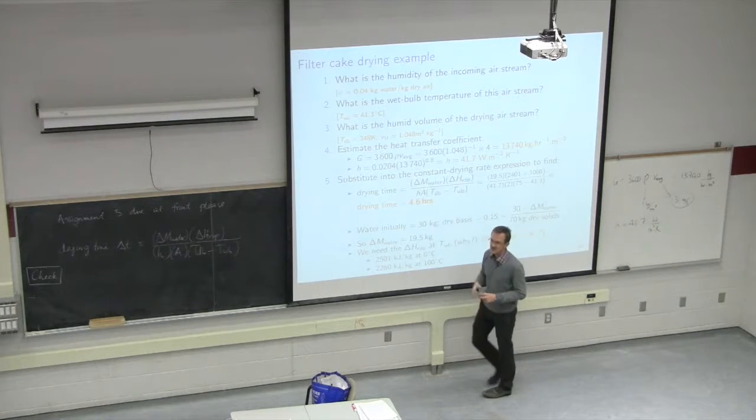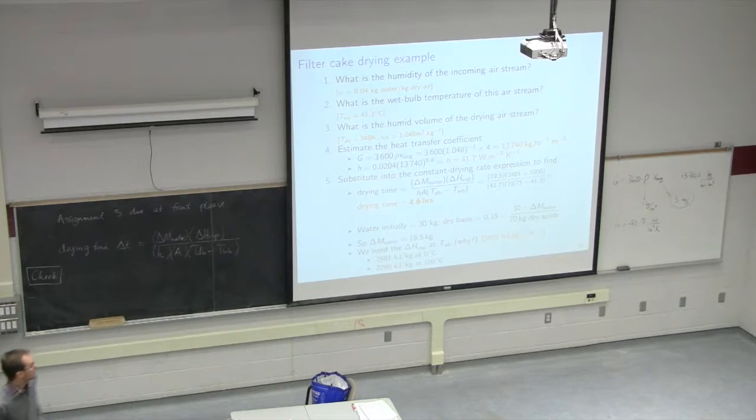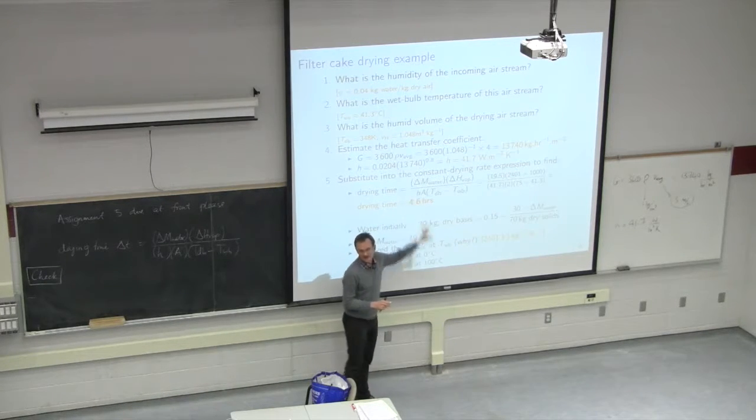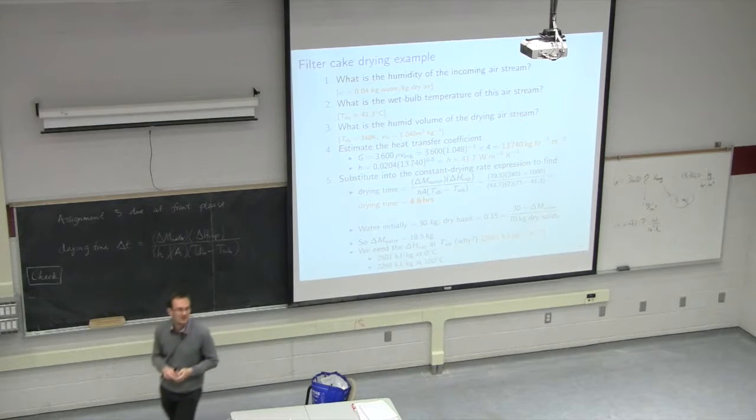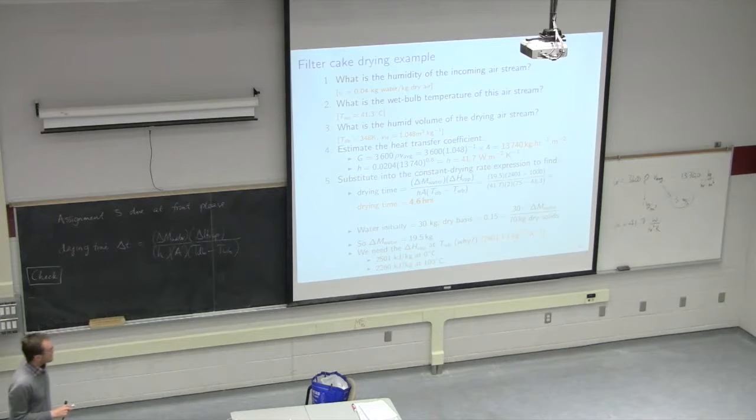A value of 4.6 hours then to dry a 2 meter squared piece of material and remove 20 kilograms of water off it isn't that unrealistic, right? If you look at the time it takes to dry your clothes just by hanging them out, it's within that ballpark. If you got 46 hours or 400 hours, you might start to consider that you've made a mistake. Or if you got 0.4 hours, you might consider that you've made a mistake. But this is a number that's quite reasonable in the realm of expectation. Okay, so that's checking.